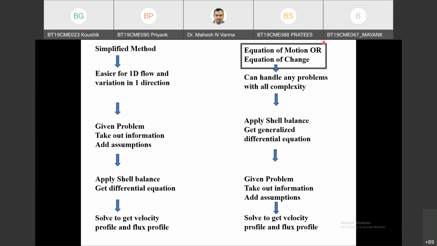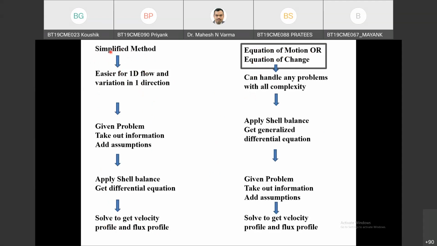Okay, so what is the difference? Already we have covered in chapter 2 the shell balance approach. We will call it a simplified method, a simplified method to get the velocity profile and flux profile. So that we have already covered.